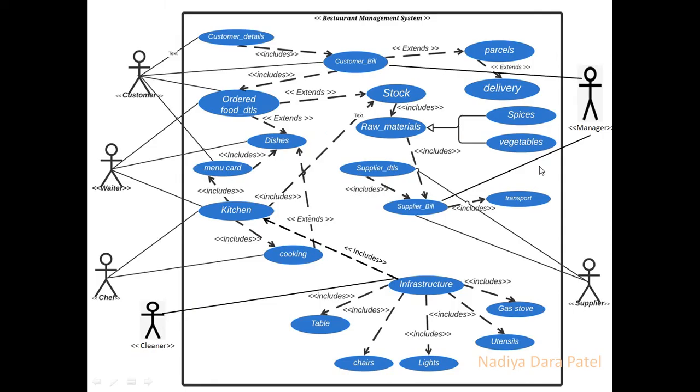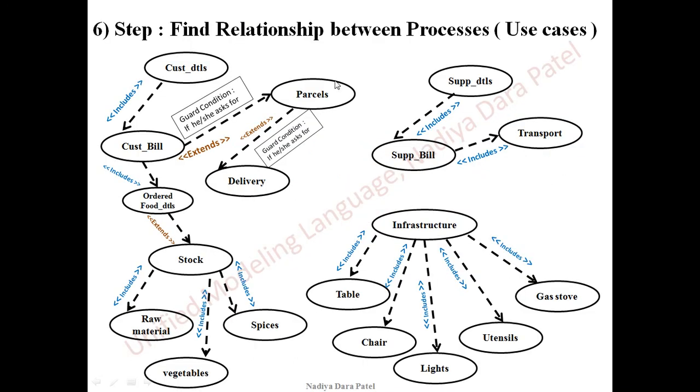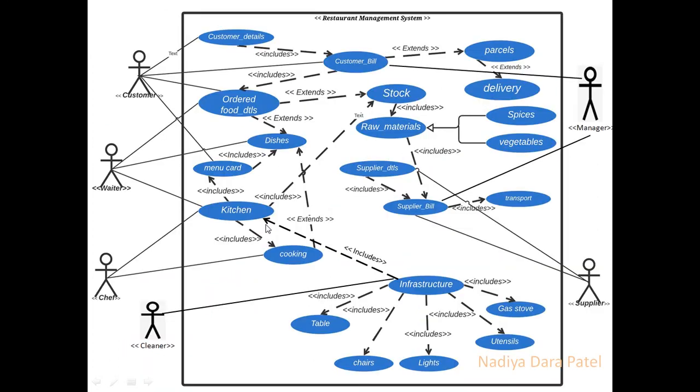Now comes the main part. We have understood the actors, we have understood our use cases, we have found relationships between those use cases, and now we have tried to organize them together. So whatever diagrams I have drawn separately, I have collected them and organized them inside the system's boundary. Right now it feels very confusing, but it is very easy once you draw it.